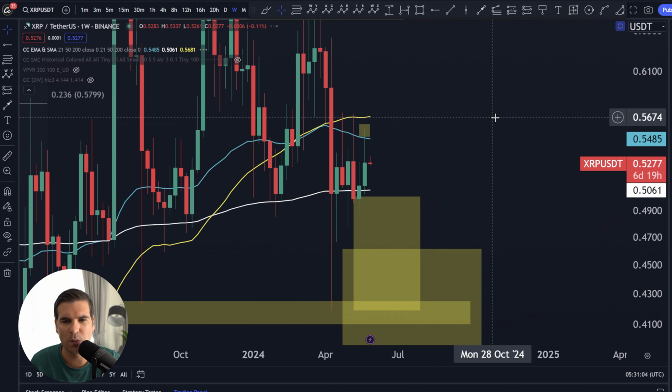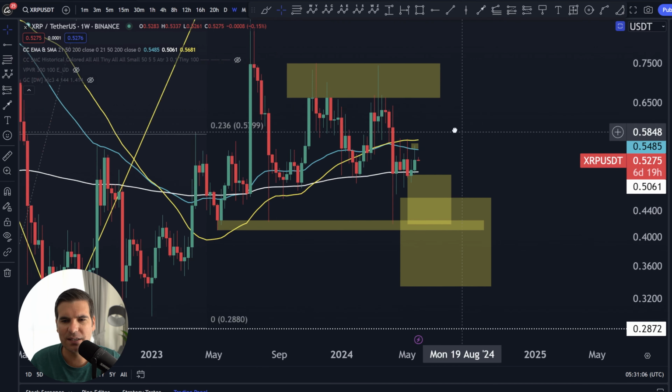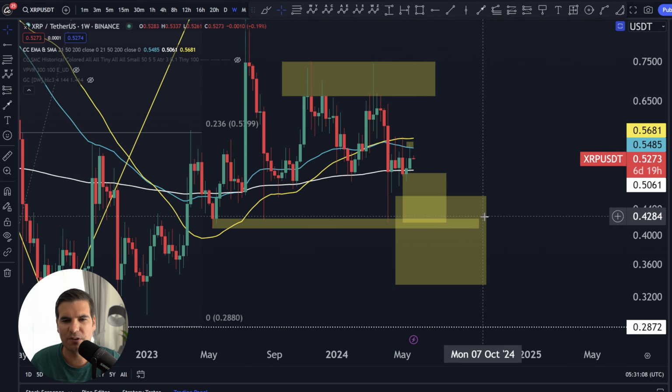Let's roll this up into a weekly time frame, and here we can see again we are looking at the weekly time frame in an okay light.